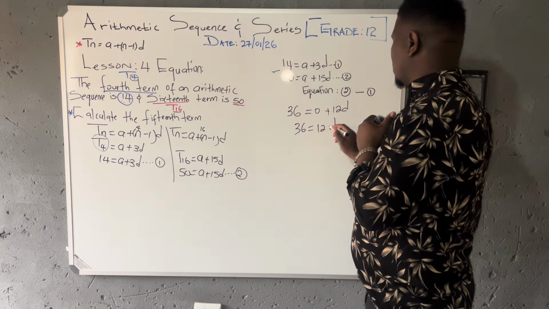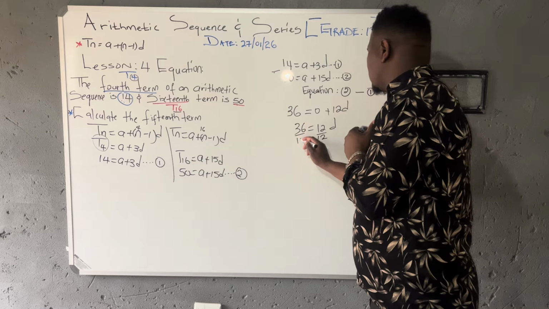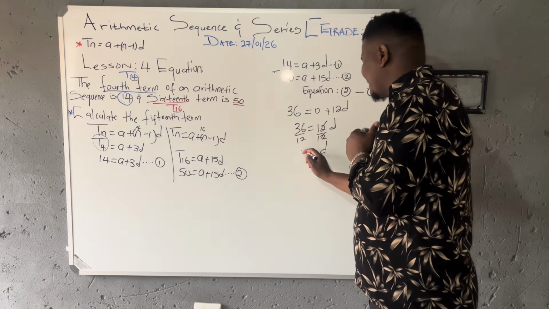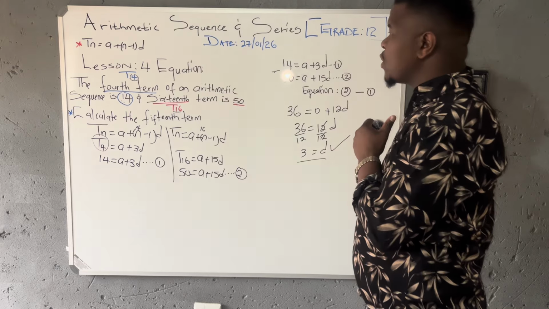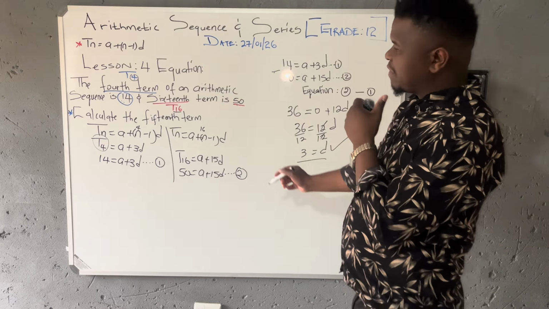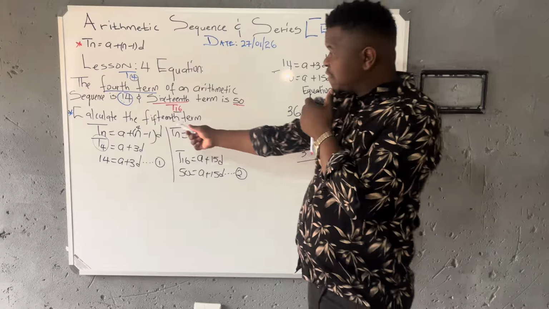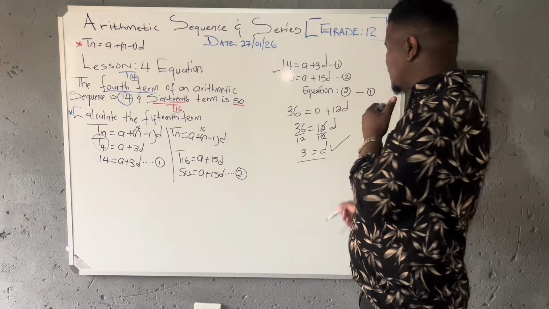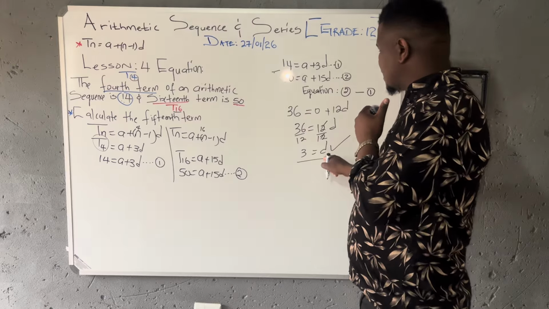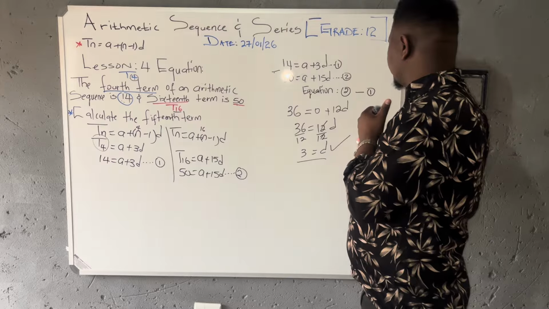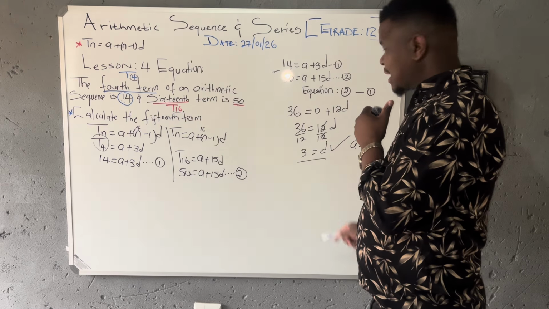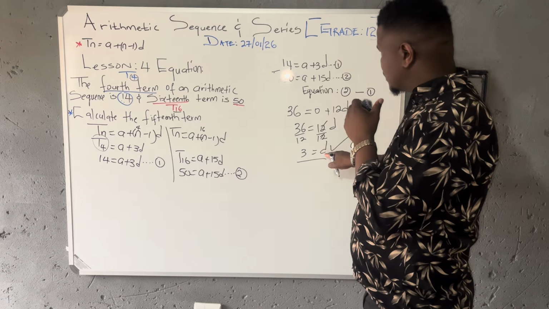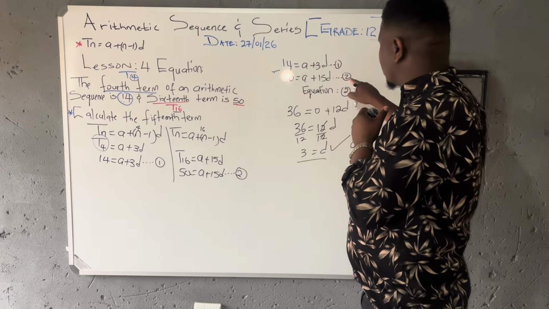Now, because I'm looking for D, I'll divide both sides by 12. So 12 into 36 is 3 times. Now we already have our D, but we haven't answered their question. They were looking for T15, but I'll never find T15 until I find D and A. So now that I've got D, how do I find the value of A? I can take this D back to one of these equations. The choice is yours, whether you want to substitute D into equation 1 or equation 2.